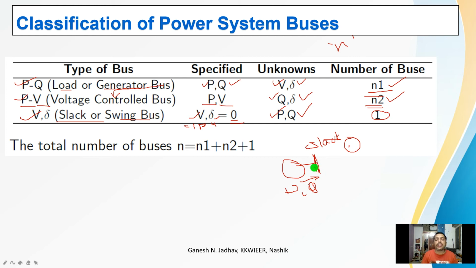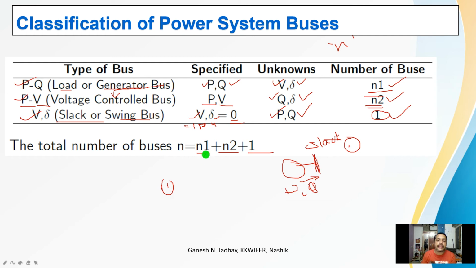Okay, so such type of bus, there is only one bus in the system, which is generally bus number 1. So total number of buses are PQ buses, PV buses, and slack bus. So in an n bus system, one bus is always the slack bus.